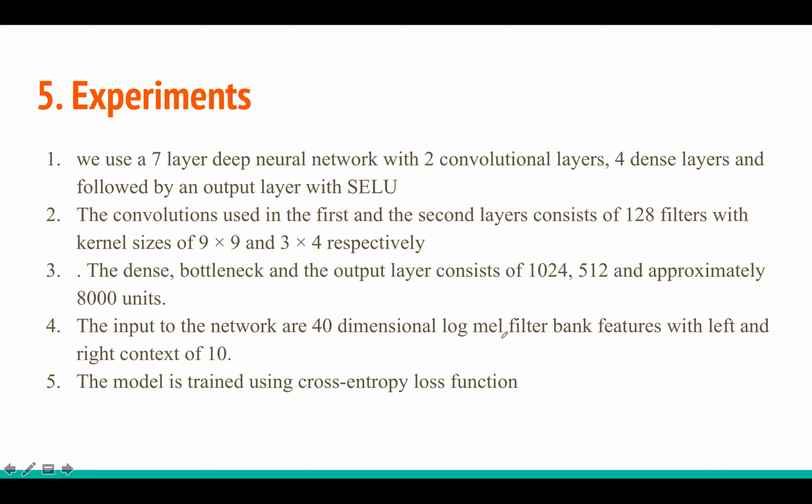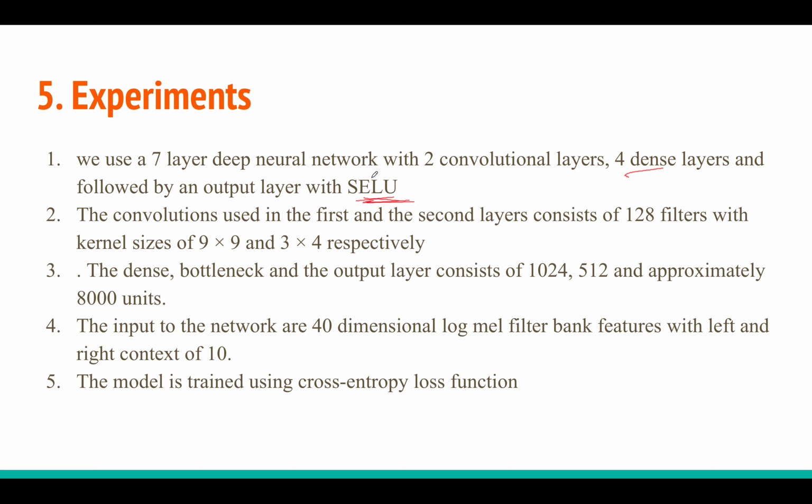And coming to the architecture side, they have a 7-layer neural network. Basically, the first 2 layers are convolution layers, and the next 4 layers are dense layers with one output layer, and every layer has CELU as the activation function. CELU is basically a self-exponential linear unit, invented back in 2017, if I am not wrong.